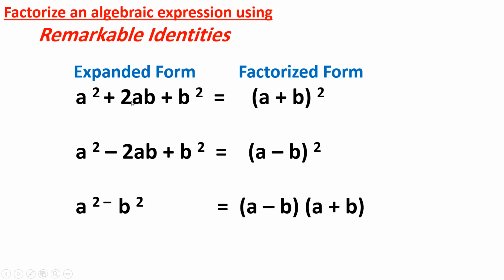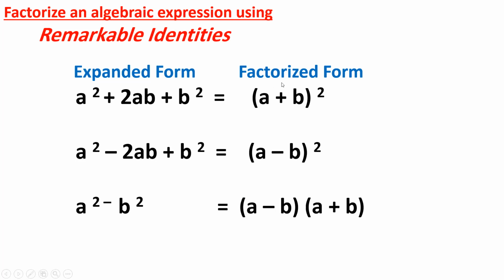So if I'm given an expanded form with 3 terms and all the signs are positive, I don't have a common factor between the terms. So I directly say we should see if we can use remarkable identity 1. So I check, we have 3 terms, all positive. So to write this expanded form in factorized form, we write a plus b, all of it squared. What's a? It is the root of a squared. What's b? It is the root of b squared.